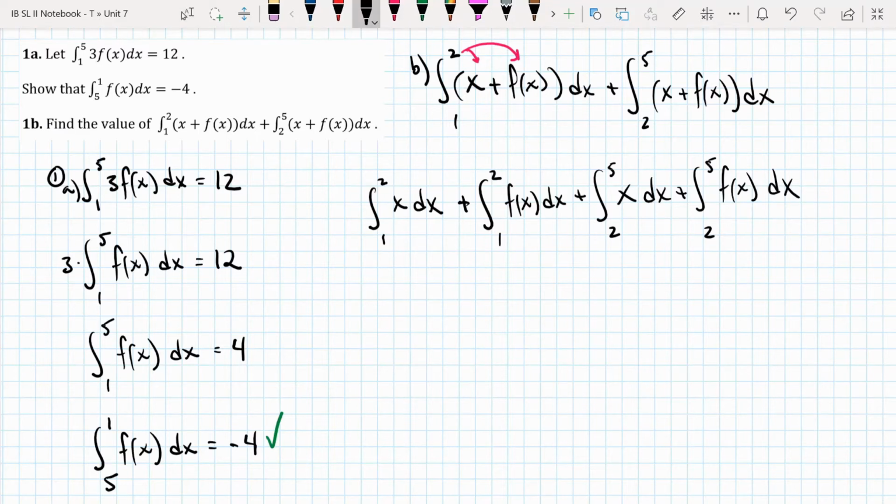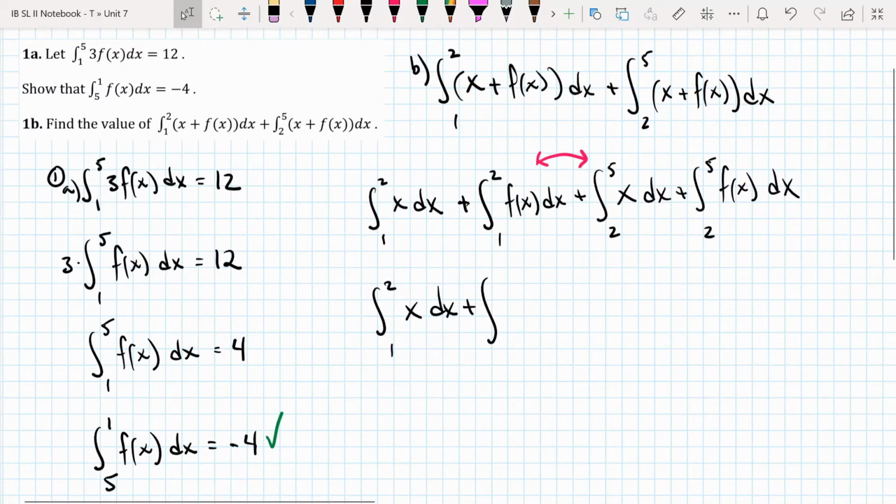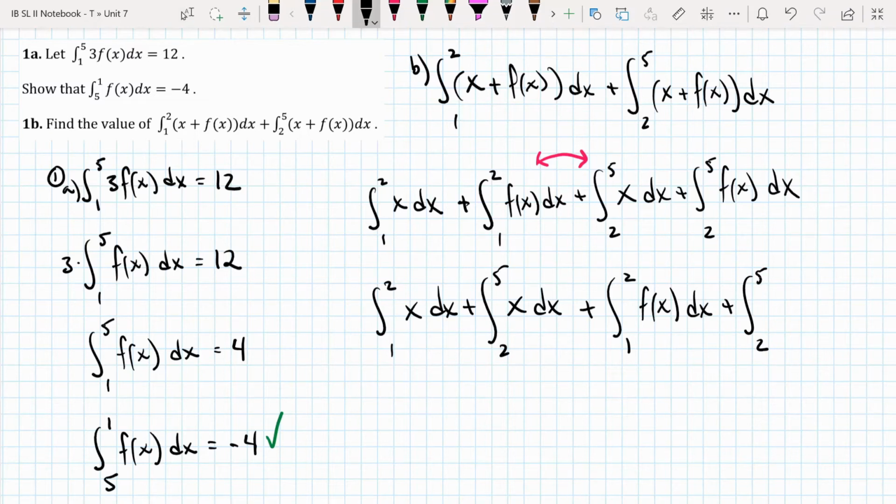So we've broken each of these integrals up into two separate integrals each. Now we're just going to rearrange this a little bit. I'm going to move the order of these around and group these together. So now this becomes the integral from 1 to 2 of x dx, that'll stay the same, plus the integral from 2 to 5 of x dx, plus the integral from 1 to 2 of f of x dx, plus the integral from 2 to 5 of f of x dx.